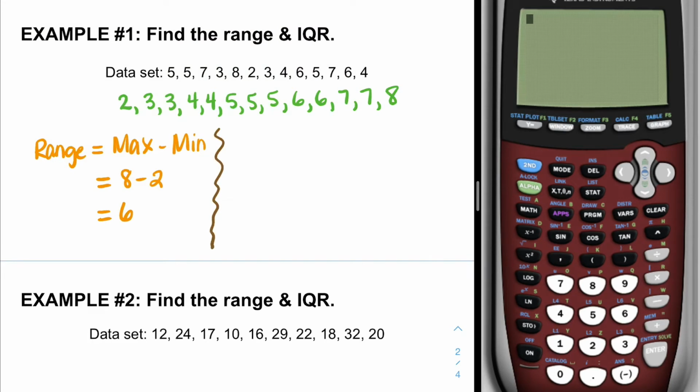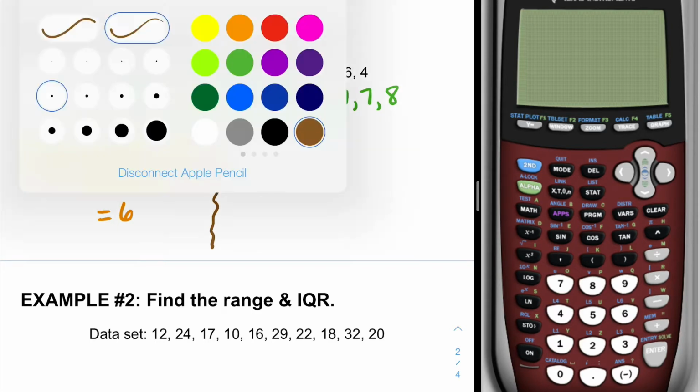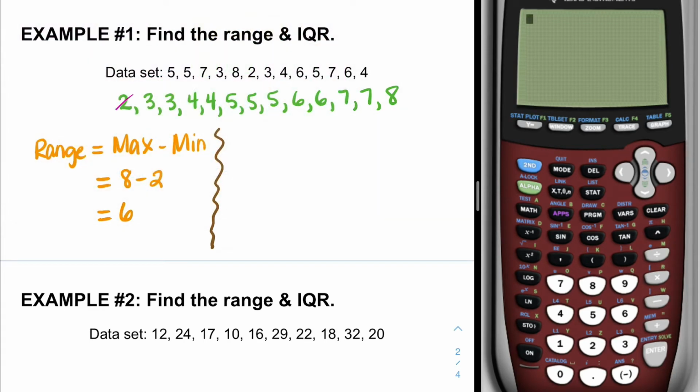The next thing that we want to do is find the interquartile range. But before I can find the interquartile range, I need to find the quartiles. And before I find the quartiles, I have to find the median. If you remember the median, you're crossing numbers from left to right. We're going to cross them out from left to right, and that'll give us what we're doing. So here, my median is 5. I'm going to cross my median out right there.